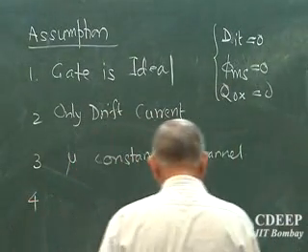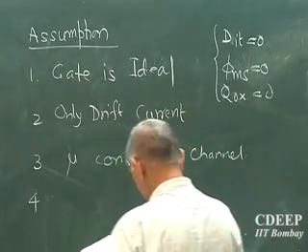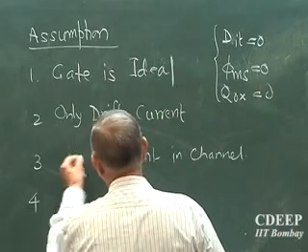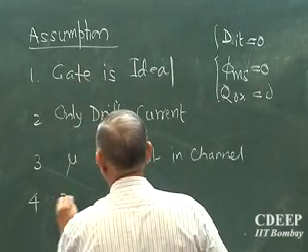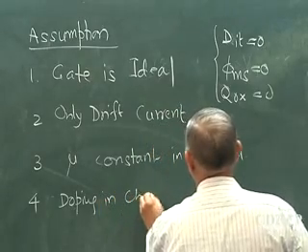The fourth assumption I make is, that's what I say, this is essentially related to both of them, but discretely written. Doping in the channel is uniform.